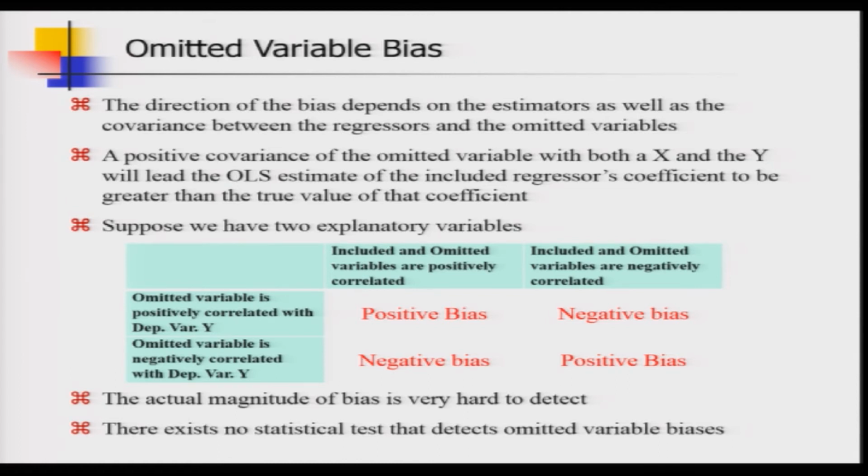Now, the bad part of omitted variable bias is that although we know there could be a problem, there is no hypothesis testing tool to help us detect whether we have a problem of omitted variable bias in our regression model or not. So, what to do? Well, here you have to use your gray cells.